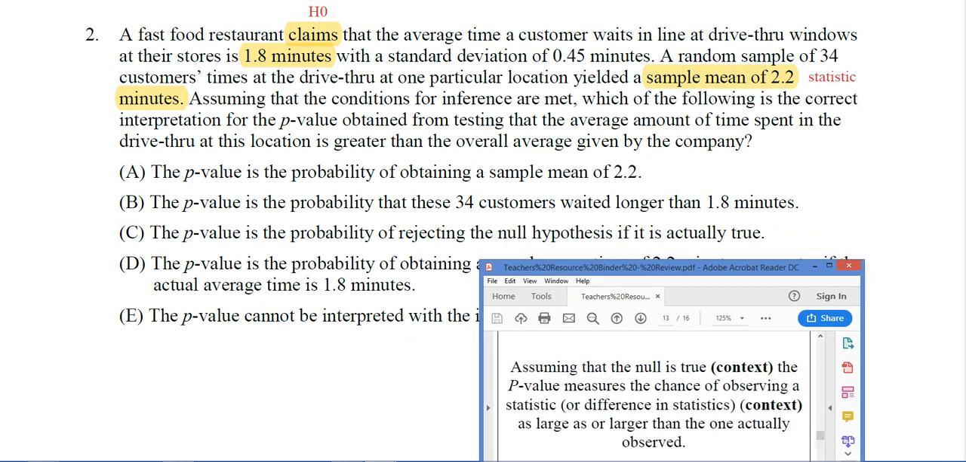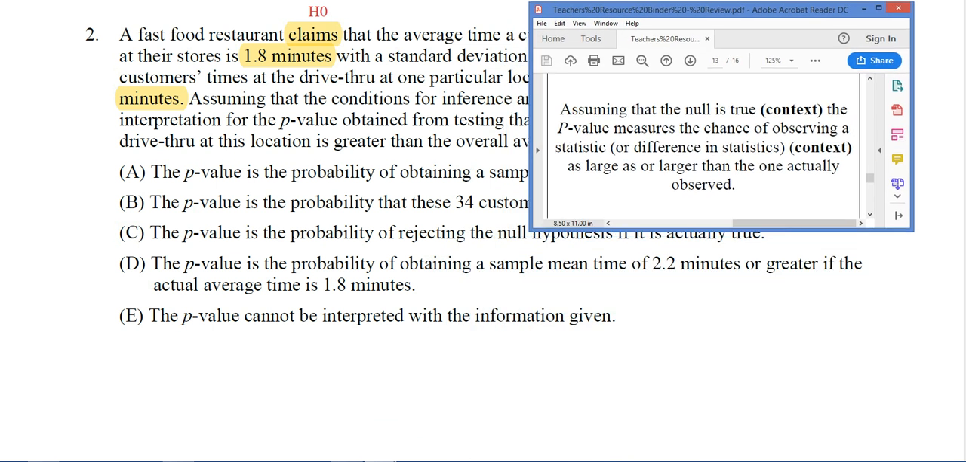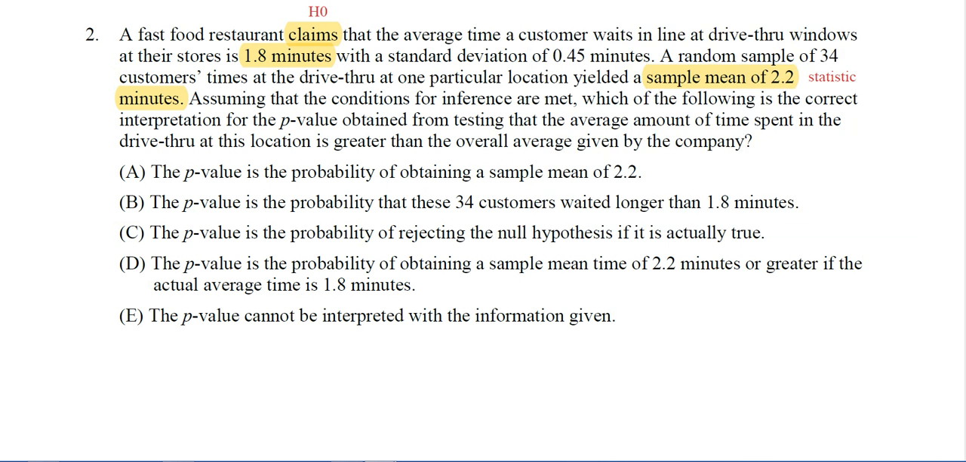Okay. And when we look at choice D, it says the p-value is the probability of obtaining a sample mean, aka statistic, of 2.2 minutes or greater, right, as large as or larger, if the actual average time is 1.8 minutes. So that would imply that the null hypothesis is true. The average is 1.8 minutes. All right, so we found the answer now. It is D.